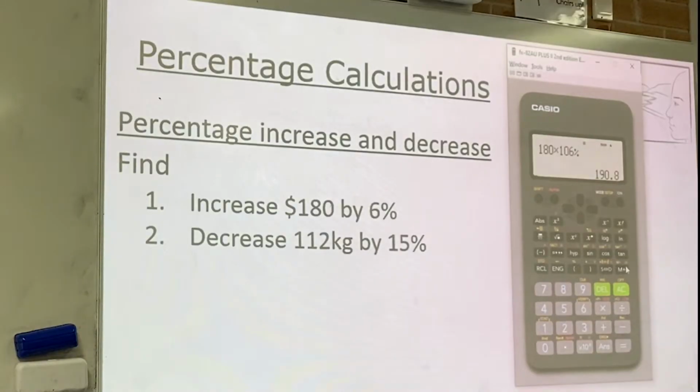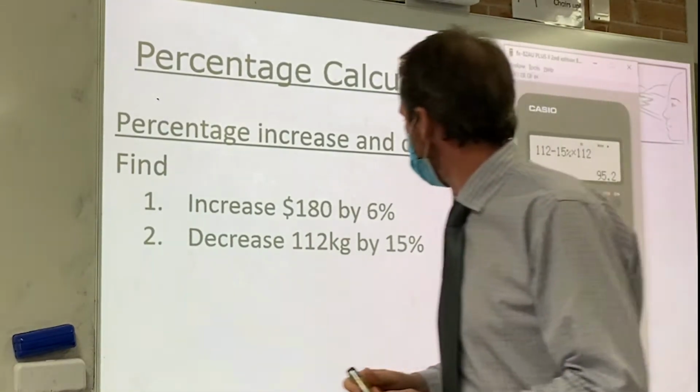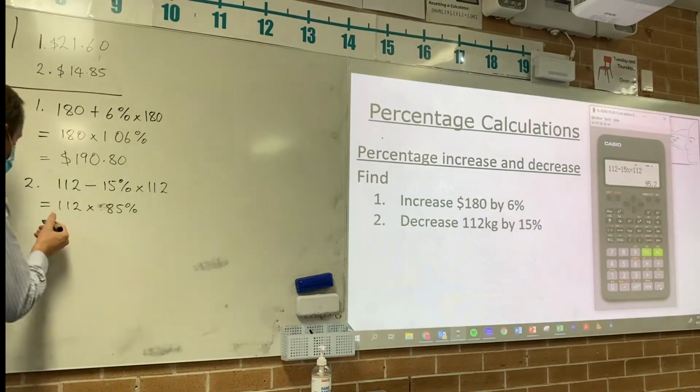See how we go. First, of course, I make sure I clear. So I'm going to do 112 minus, what was it? 15%. Of course, you can do this quicker than I can, because you've just got the calculator in front of you. 15% times 112. And what's my answer? 95.2 kilograms.